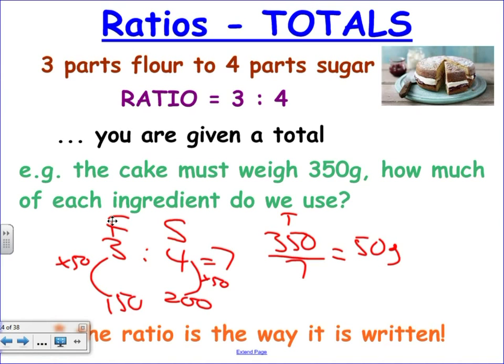It's not the sugar amount, it's not the flour amount, it's the total. So you put your 350 over there, and when you're dealing with totals, you need to add up the number of parts, which is 7, divide 350 by 7 to work out what one of the parts is, and then you go back here and you multiply each side by 50. I wouldn't even bother with that.